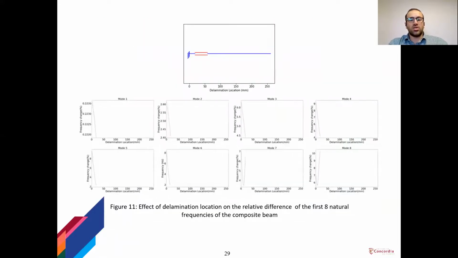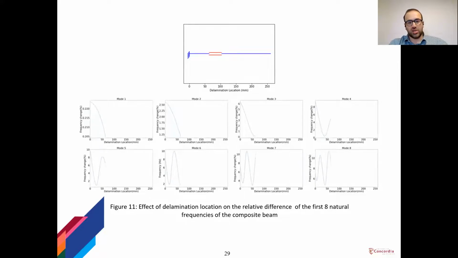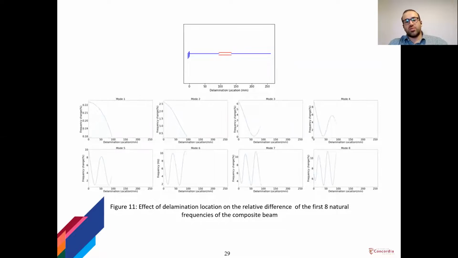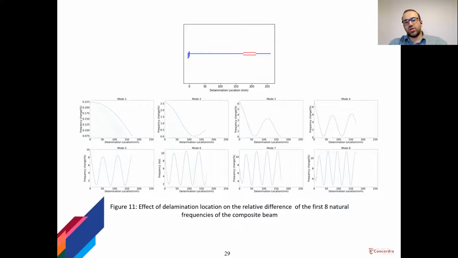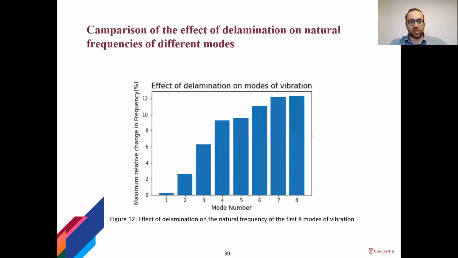So on this slide, the relative change in the frequency of the first 8 modes due to delamination are calculated for different delamination cases. As the delaminated element moves along the length of the beam, the percentage of relative change in the frequency of the beams are plotted. The maximum value of the relative change for each mode, which would be the maximum values in these figures, are captured, and they're compared with each other in the next slide.